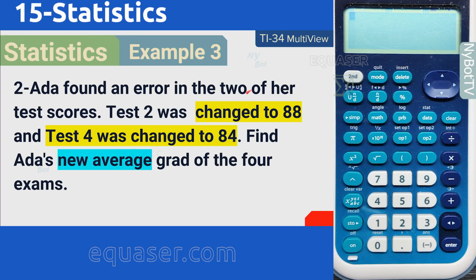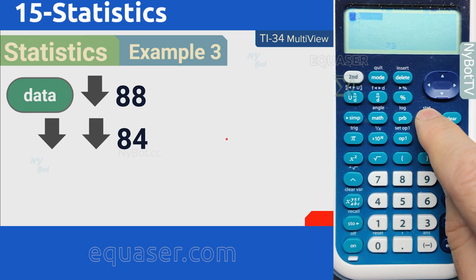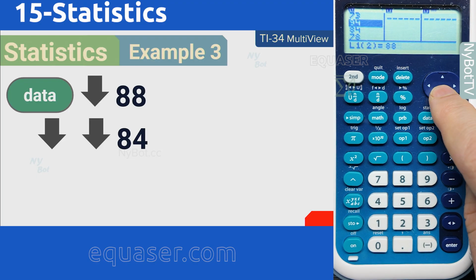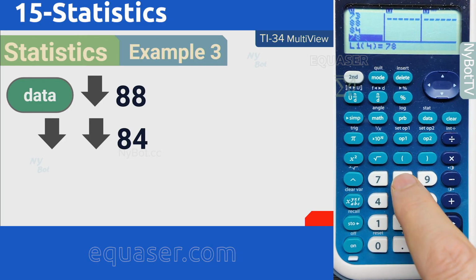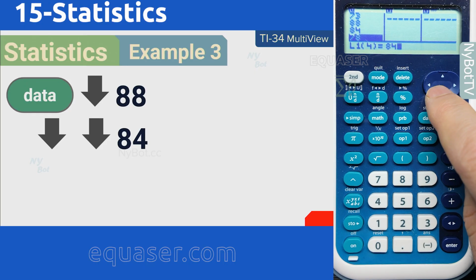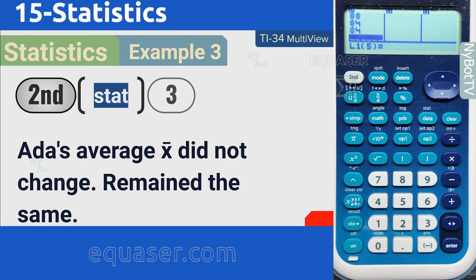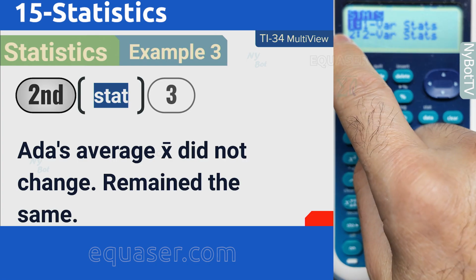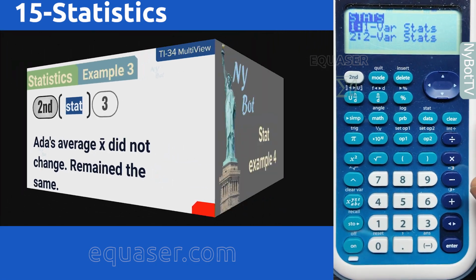Now the second part was saying that test 2 should be 88 and test 4 should be 84. To do that, press data, the second one 88, and then down to the fourth one, 84. Just go down, you will exit. Now let's check it. Second function stat, and we have not done the calculation.